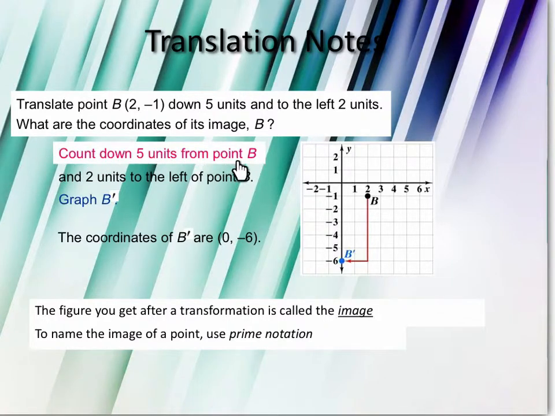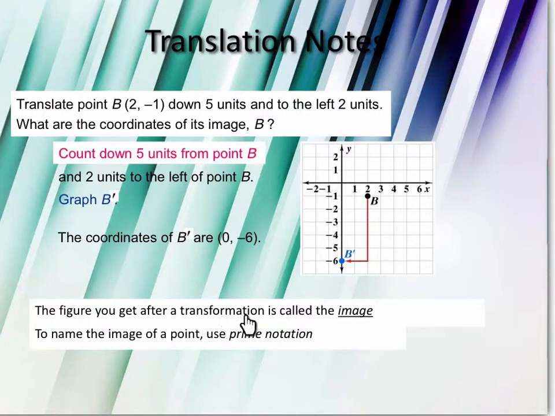It explains here, we count down 5 units from point B and 2 units to the left of point B. And we'll graph this new point, which we call B prime. That little symbol there is called prime. If we had just called it B, how would we know the difference between the old B and this new B? To show the new image, the new point, we say prime. And so B prime has the coordinates (0, -6).